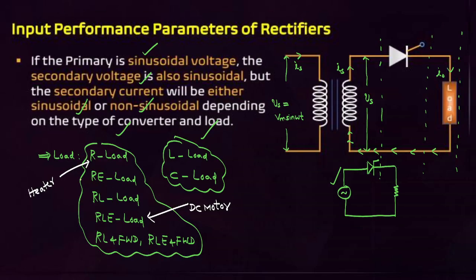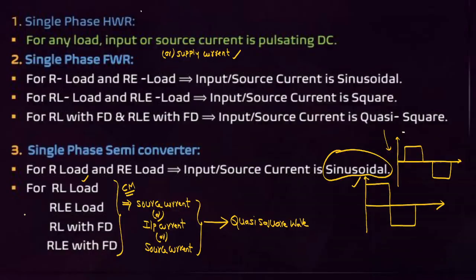What are the input performance parameters? The input performance parameters of rectifiers. There are so many input performance parameters. Before this point you have to remember: the source current waveform is also very important. In most competitive exams, the questions ask, what is the nature of the source current waveform?